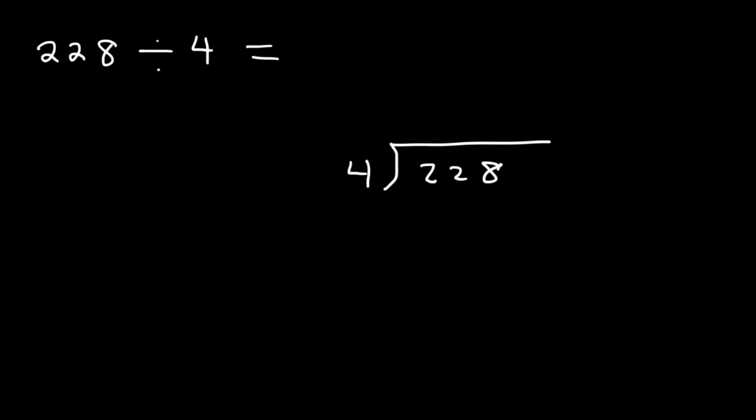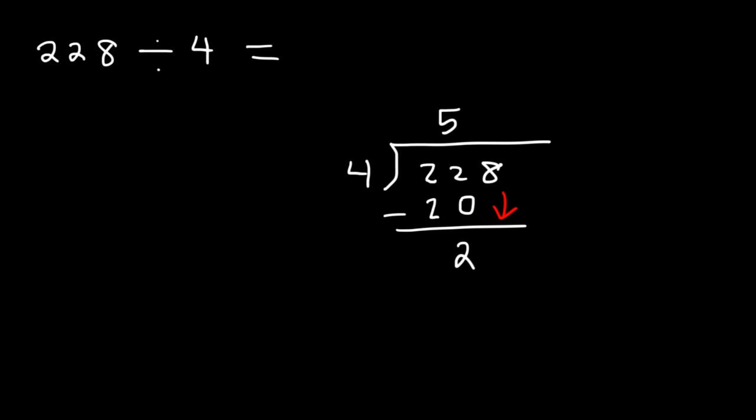So first, how many times does 4 go into 22? 4 goes into 22 5 times, because 4 times 5 is 20. 22 minus 20, that's 2. Next, we need to bring down the 8.